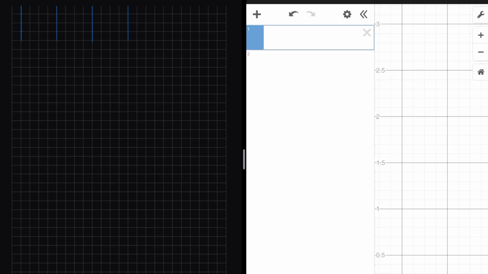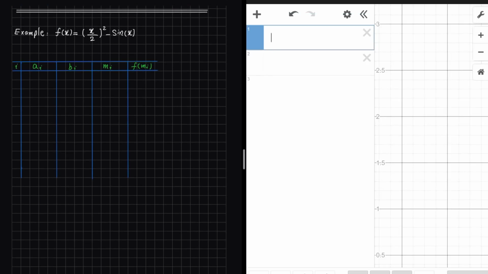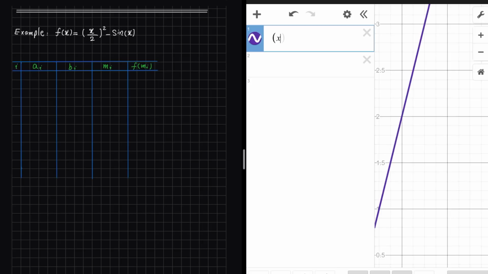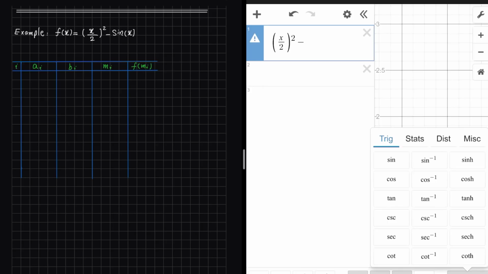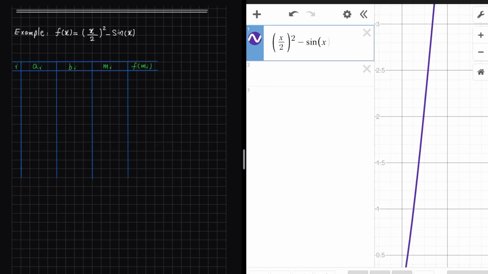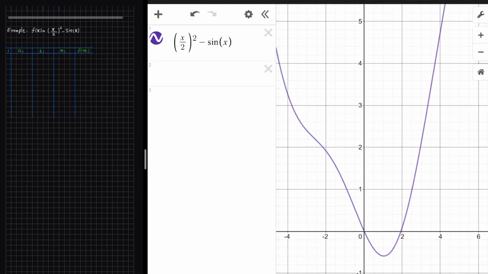Here we add expression and we can draw our function. So our function is (x divided by 2) squared minus sine of x. So this is the graph of our function.